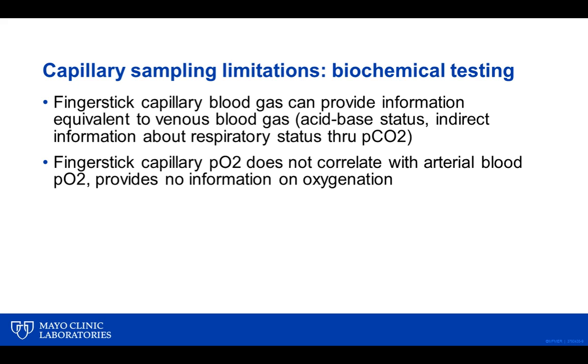Well, unfortunately, in children and adults, a finger stick PO2, capillary PO2, does not correlate at all with arterial PO2, so you cannot use this to assess oxygenation. So you can get some information on pH and bicarbonate and PCO2, but unfortunately you cannot assess oxygenation with a capillary blood gas sample in a child or an adult, only in an infant under 20 pounds or 12 months where you can arterialize the blood in the heel.